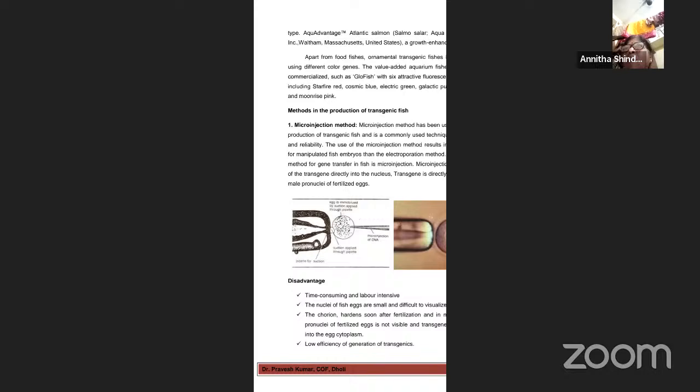Micro means a very small amount. They use an injection to take a transgene and inject it directly into the male pronuclei of the fertilized eggs. So this is one of the methods. Now, what are the disadvantages?